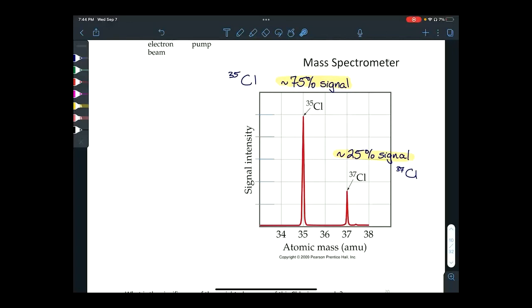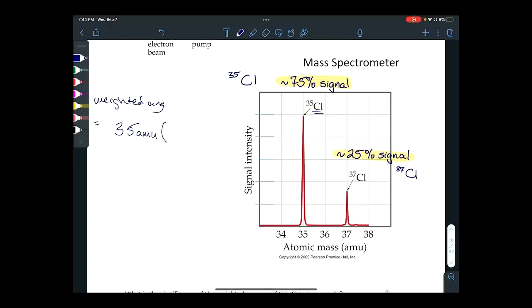So with these numbers, I can calculate a weighted average. This is what I'm calculating right now: the weighted average is equal to the mass of the light isotope, so 35 AMU, or atomic mass units.